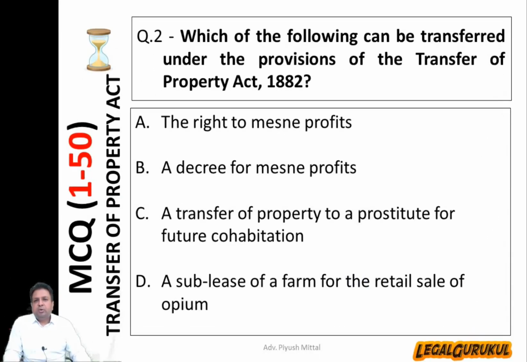Next question. Question number 2. Which of the following can be transferred under the provisions of the Transfer of Property Act 1882? Option A, the right to mesne profits. B, a decree for mesne profits. C, a transfer of property to a prostitute for future cohabitation. D, a sublease of a farm for the retail sale of opium. And the correct answer is B, a decree for mesne profits.